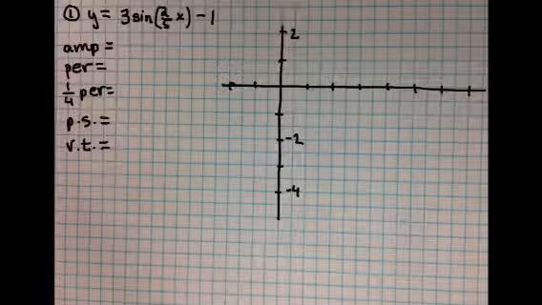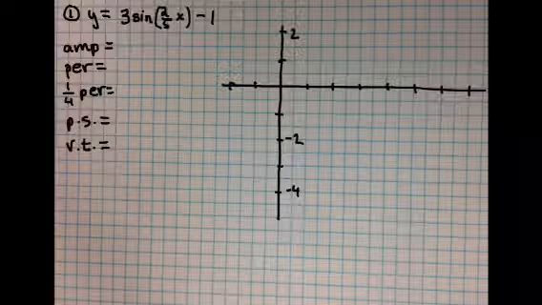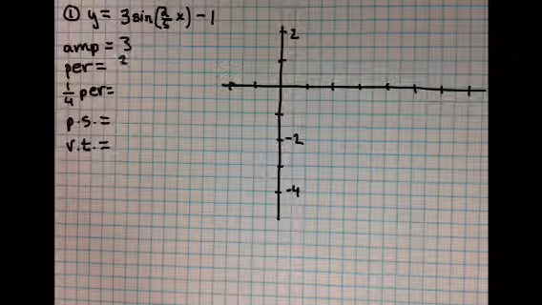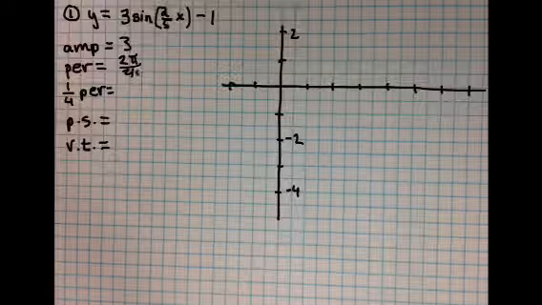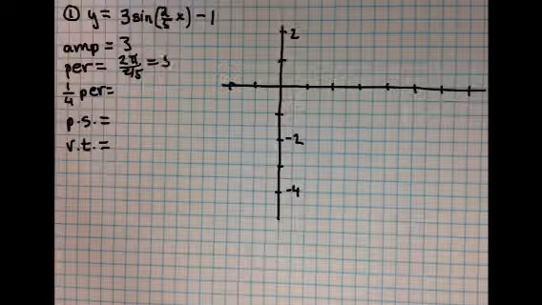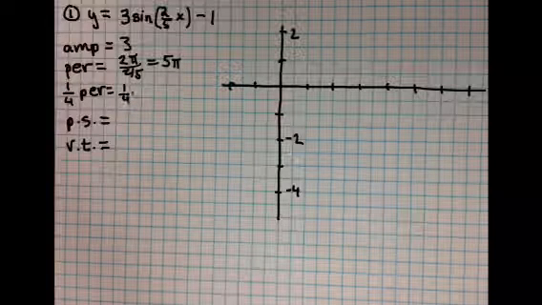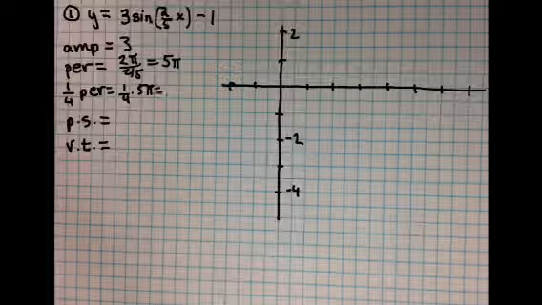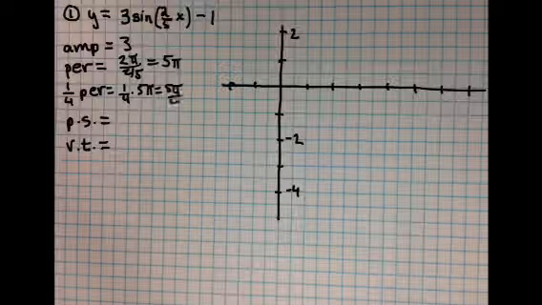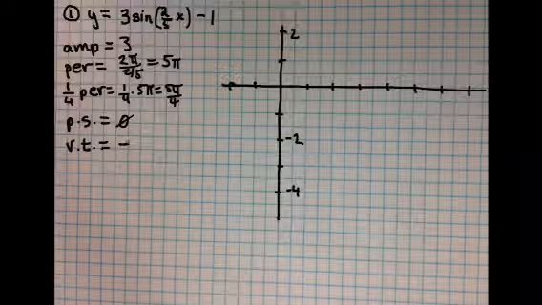Okay, so for this equation, y equals 3 sine (2/5)x minus 1. The amplitude is 3. The period is 2 pi over 2/5, which is 5 pi when you simplify. A fourth of the period is 1/4 of 5 pi, which is 5 pi over 4. Phase shift is none, and vertical translation is down 1.